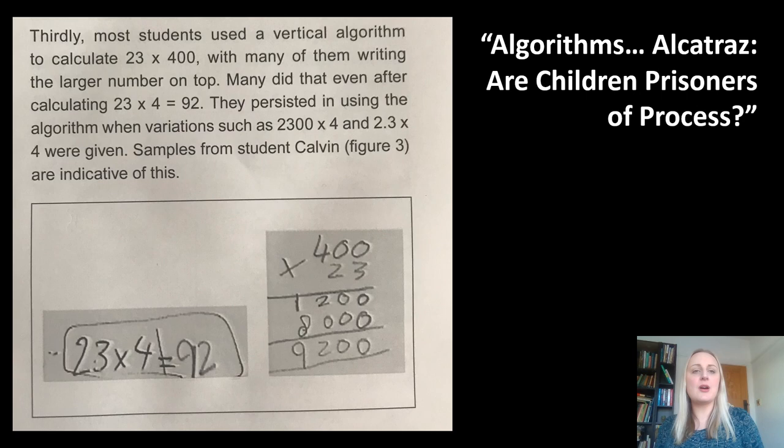And then they were asked other questions, like 2,300 times 4, but they already knew what 23 times 4 was, and they still tried to use the algorithm. And they were asked 2.3 times 4, so they just had to take the 23 times 4 and divide it by 10. But they still used the algorithm.